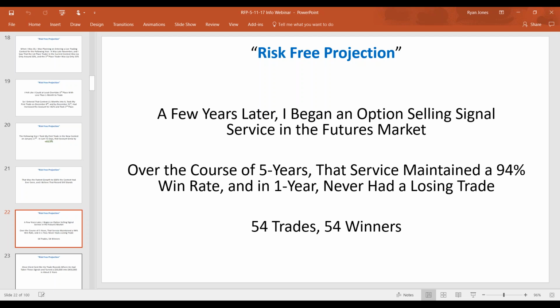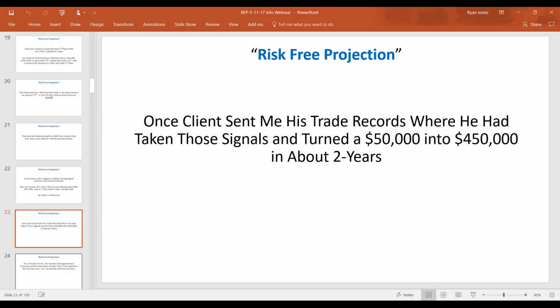And over the course of 5 years, that service maintained a 94% win rate. And one of the years never had a single losing trade. It was 54 trades and 54 winners. I had one client send me his trade records. During that time period, it was only like a 2.5 year period, that he had been trading, and he had taken those signals and turned a $50,000 account into $450,000 in just 2 years.